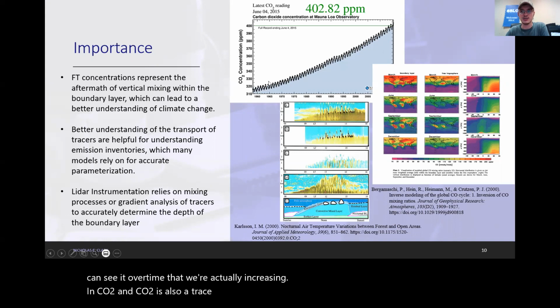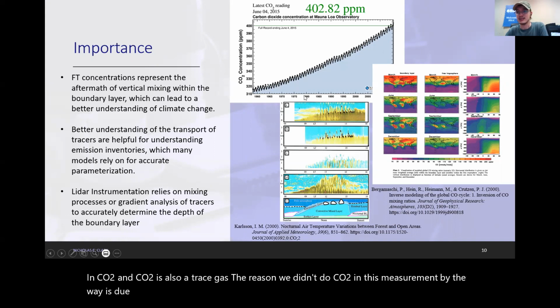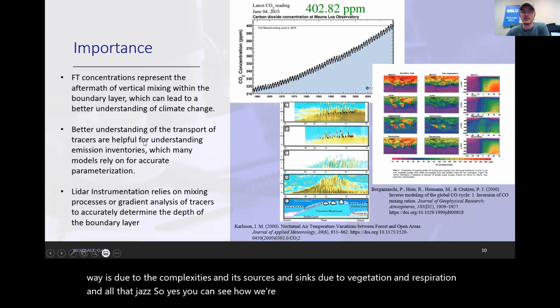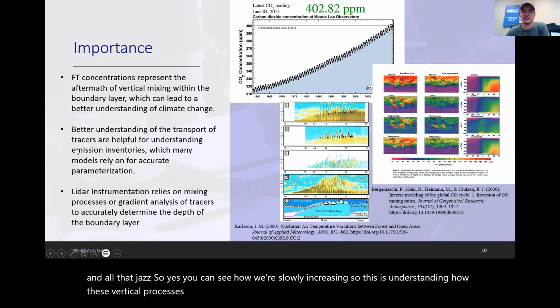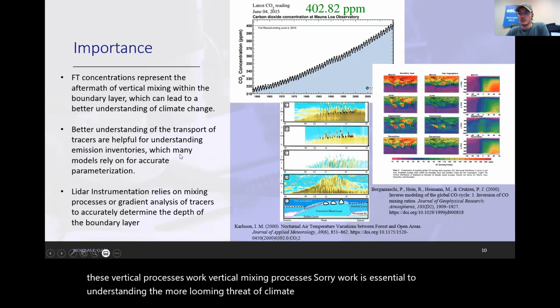The reason we didn't do CO2 in this measurement, by the way, is due to the complexities of its sources and sinks, due to vegetation and respiration and all that. So yes, you can see how we're slowly increasing. Understanding how these vertical mixing processes work is essential to understanding the more looming threat of climate change.